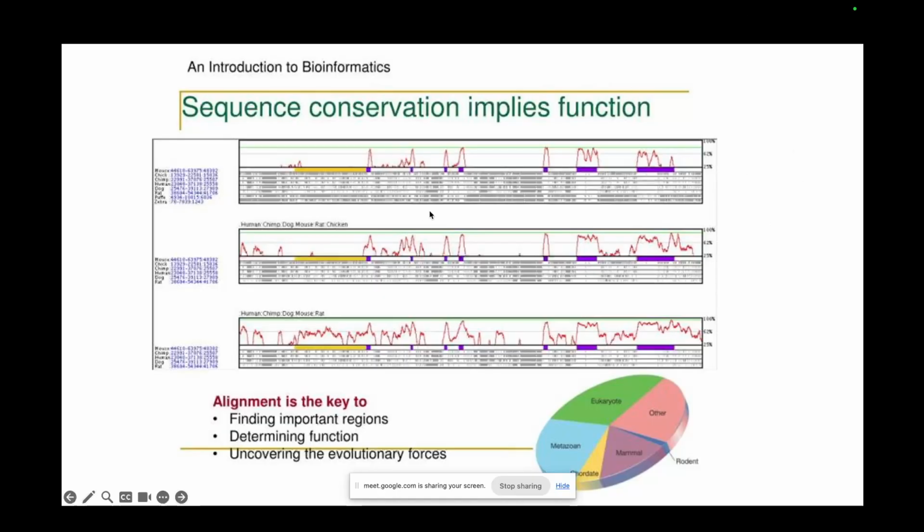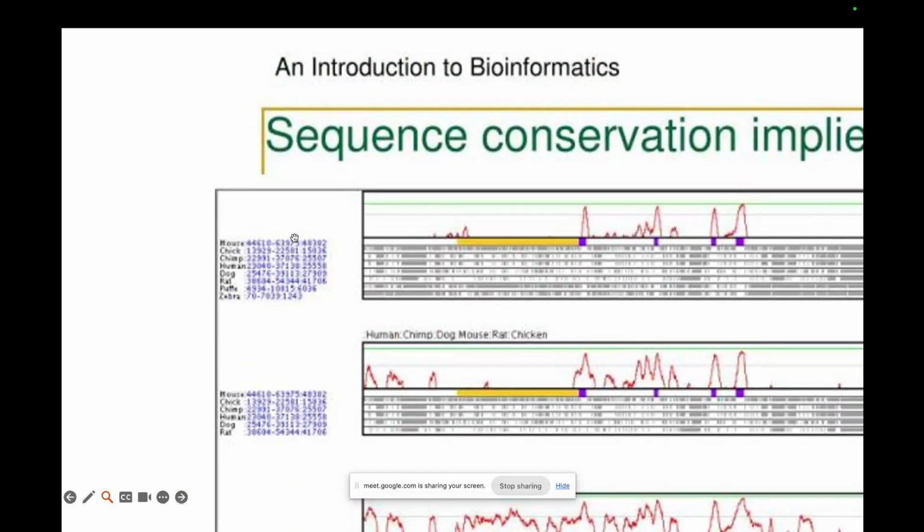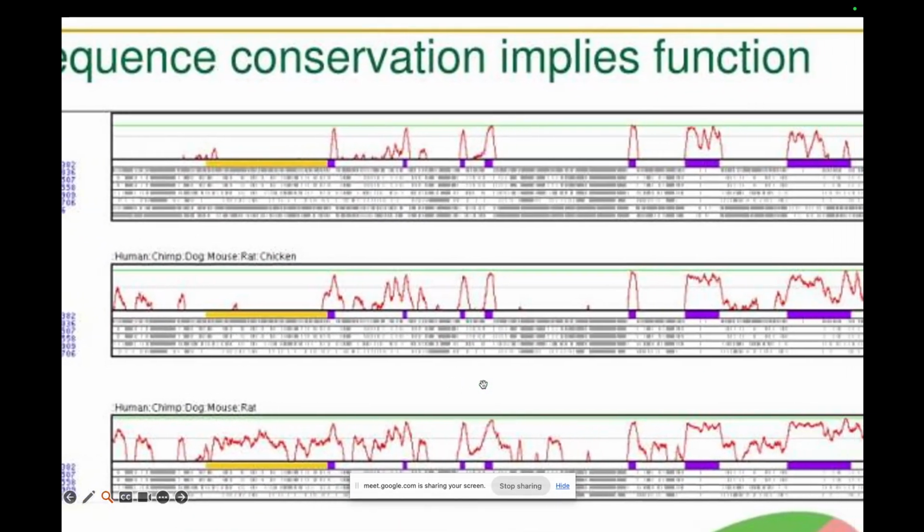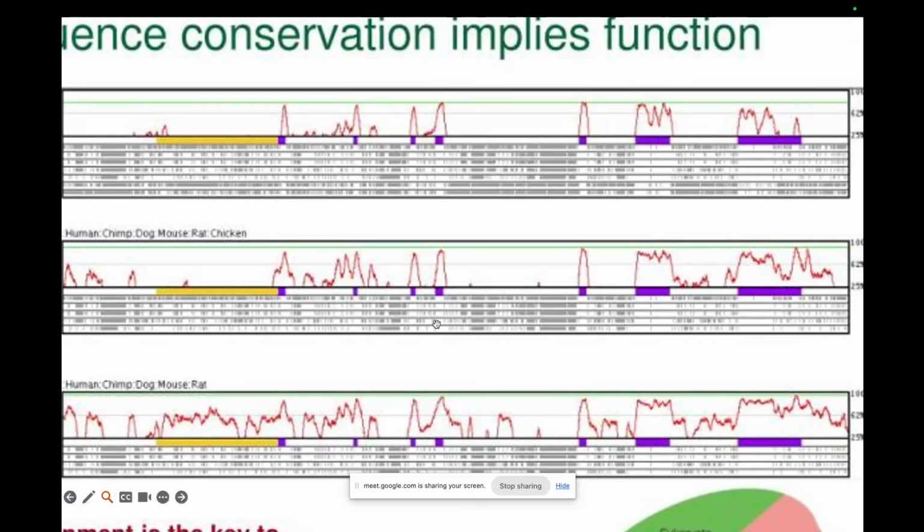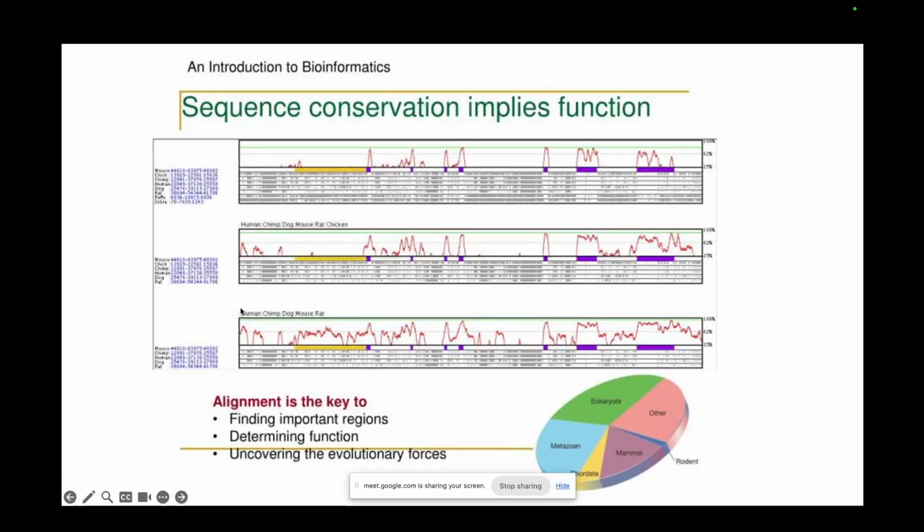This is another example: mouse, chimp, human, dog, and rat. I don't know if you can see this. You have sequences which are highly conserved. This red line tells you that these are very highly conserved regions, and there are regions which are not highly conserved. You can do pairwise comparison, for example between human and mouse, or human and chimps, or you can do multiple sequence alignment, taking 5-10 species together and then seeing what the conservation is. To do that, as we talked about, we use alignment.